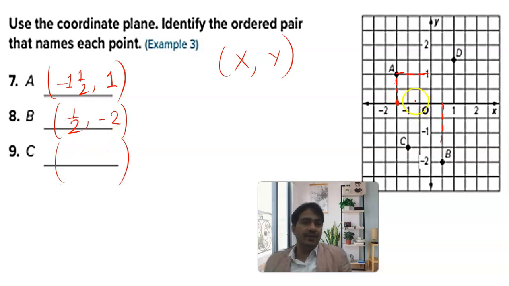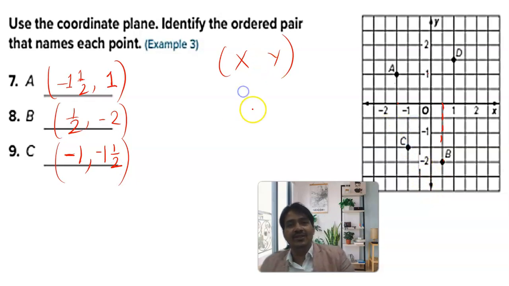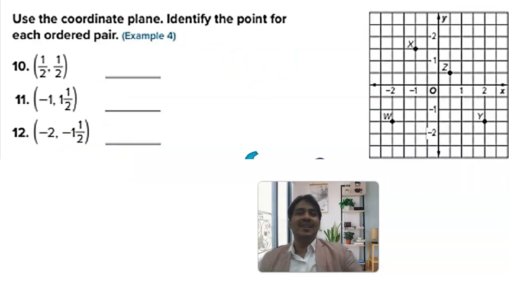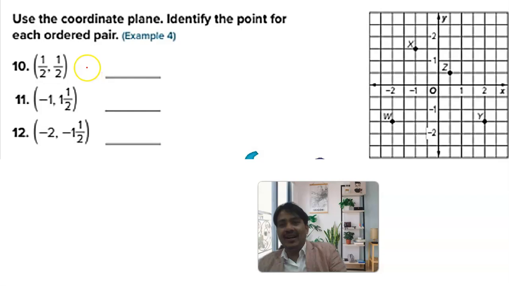Now let's look for C. For C, x is minus 1. You see that? X is minus 1. And y, what is y? Now y is this one. Minus 1, minus 1. So this is how you find the coordinates. Always first x, then y. And similarly, now this is too easy.